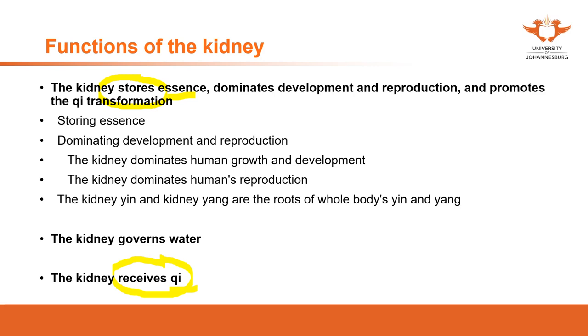This storing function also can present as the control of urination and stool. So if the storing function is affected, the patient may present as losing the control of urination and stool. The kidney yang is also considered as the fire. So previously, when we studied the five elements, when we put the five elements on your fingers, there are two fingers represented as the fire.